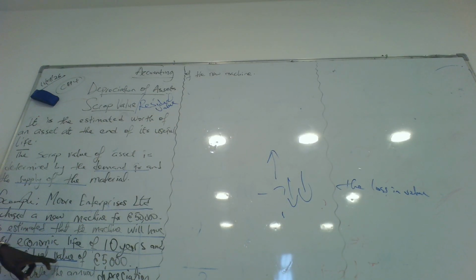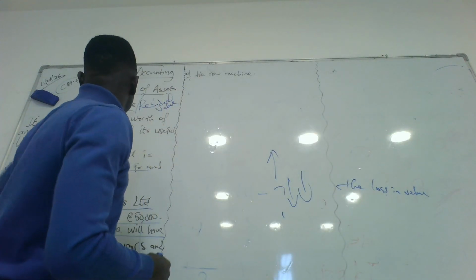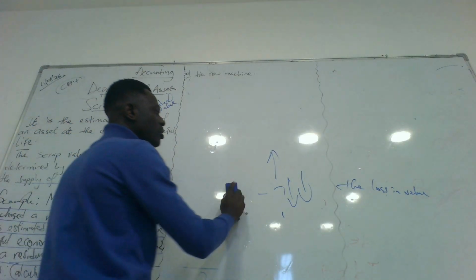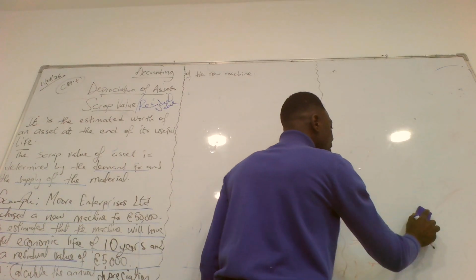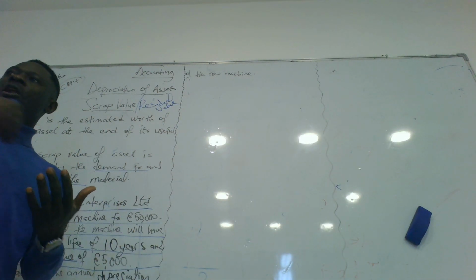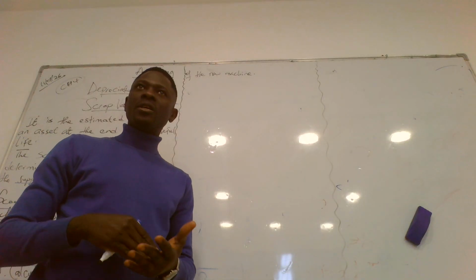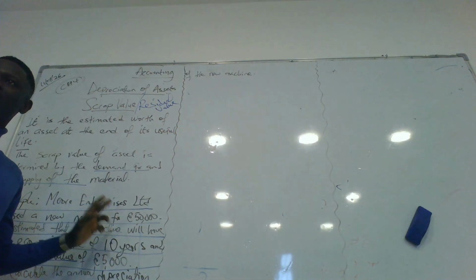It has a residual value of 5,000 euros. Calculate the annual depreciation charge against profit over the lifetime. So we need to find the depreciation charge on this. But to get the depreciation charge, the first thing we need to do is to check if the sale of this asset will give us a loss or profit.